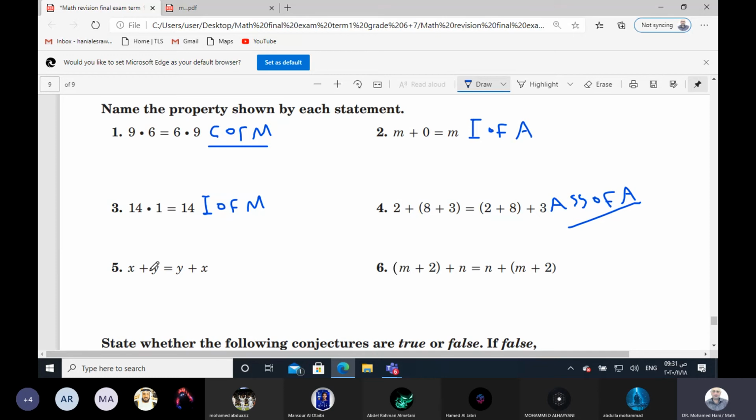Here we have x plus y equals y plus x. The same variables: here we have x, here we have x, here we have y, here we have y. But in different places, which means we have commutative of addition.